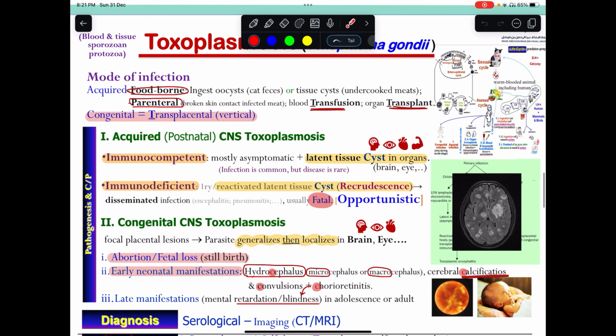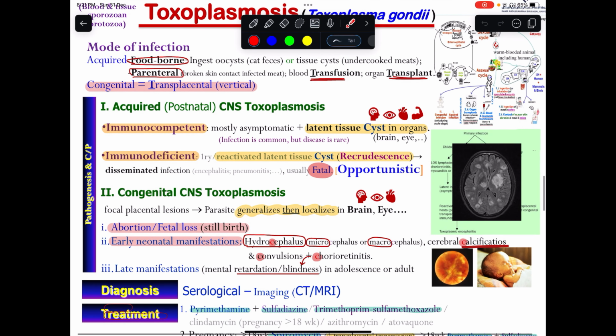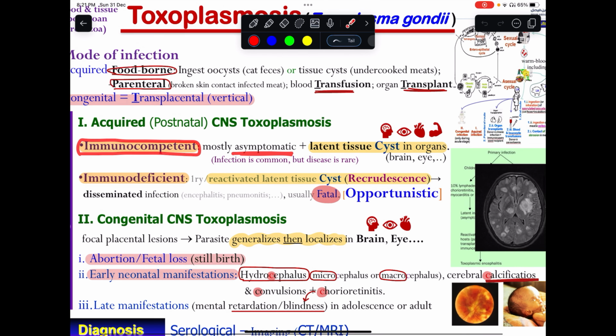So what happens in toxoplasma? Mainly, if someone is immunocompetent, they will be asymptomatic. They'll have cysts in their tissue and organs, but they won't feel anything. The infection is common, but the disease is rare. So that's why during organ transplantation, the recipient could be immunocompromised.